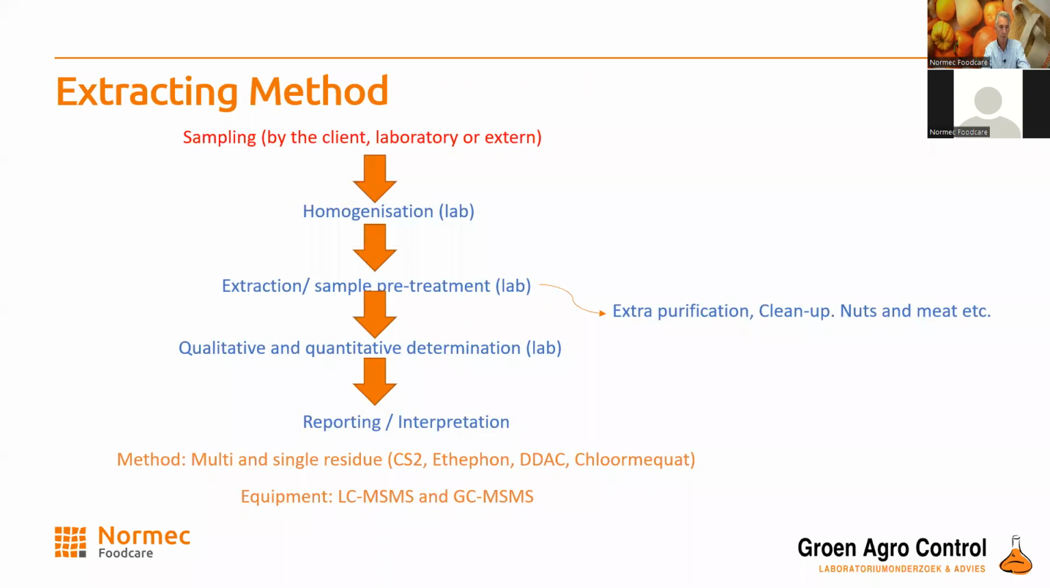The extraction method. We have seen sampling by the client, by the laboratory, or external. The sample is ground. We have homogenization, extraction, and sample pretreatment. Sometimes you have some extra purification, cleanup. That means with nuts or meat you may have more fat or other issues that make it more difficult to make a good extraction. Then you have a qualitative and quantitative determination at the laboratory, and after that, reporting and interpretation. The method is always a multi or a single residue test, like ethephon or similar. And most of the time, the equipment is the LC MSMS and GC MSMS.